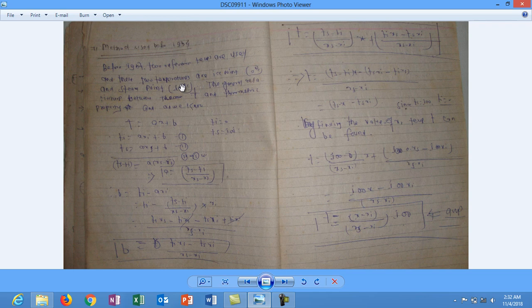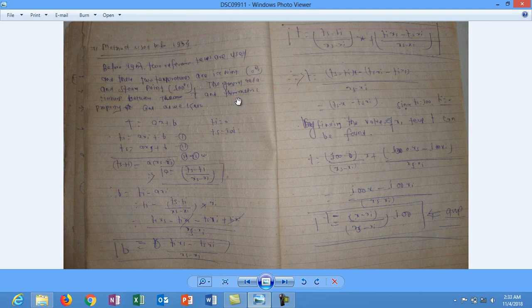Before 1954, basically there are two reference temperatures: one is the ice point and another one is the steam point. Two reference temperatures were being used. So remember, before 1954, two reference temperatures were being used. One was the ice point and the next was the steam point. We know 0 degree centigrade is the ice point and 100 degree centigrade is the steam point.